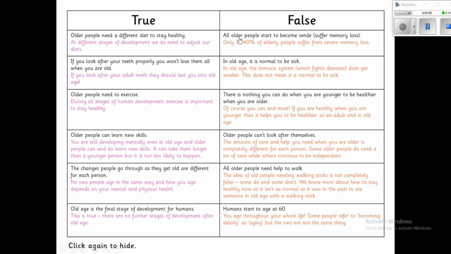We're going to move on to the false column now. So we've got: all older people start to become senile, so they begin to lose their memory. Okay, so there's quite a large percentage, 30 to 40% of them do. However, it's not true for everybody. Not everybody loses their memory.